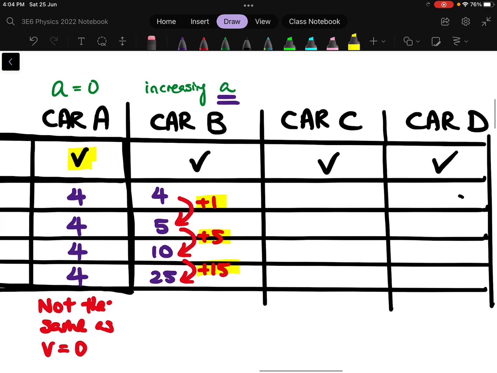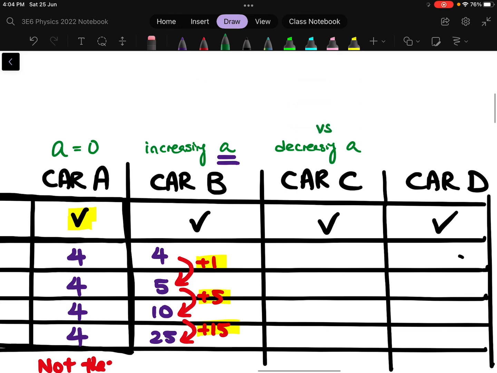How about decreasing acceleration? If now I have decreasing acceleration, I want to ask myself, is it the same as deceleration?